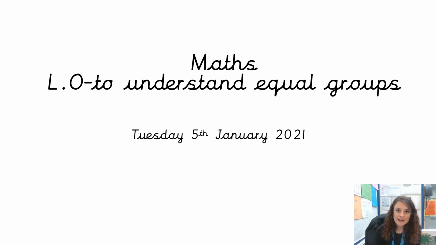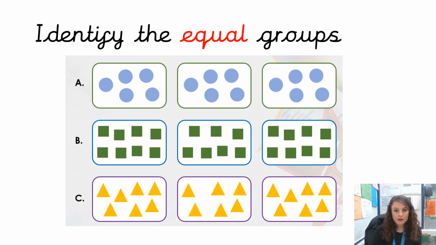Morning, Year 3. Today for our maths lesson we are going to be looking at equal groups. So on the board here you can see that it says to identify the equal groups. We need to look at all three of these groups and decide which ones are equal. You can have a go straight away by yourself if you feel really confident. However, if you're not that confident, then keep listening and we'll go through it together. So let's have a look.